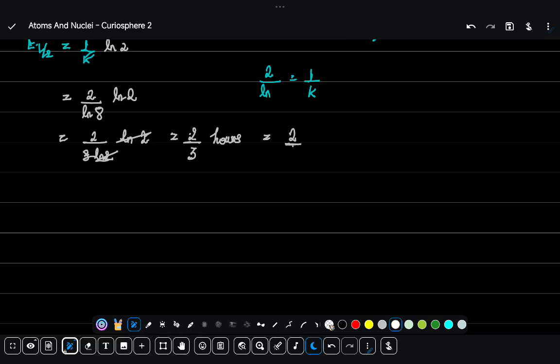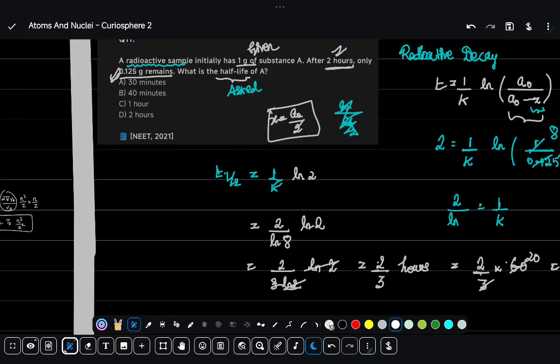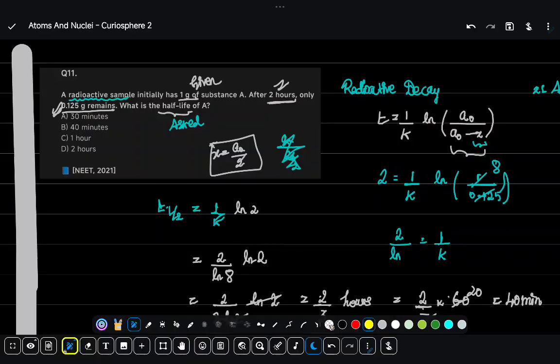Two by 3 into 60 is equal to 40 minutes. So which is option B? Okay, it is option B. Option B is the right answer.